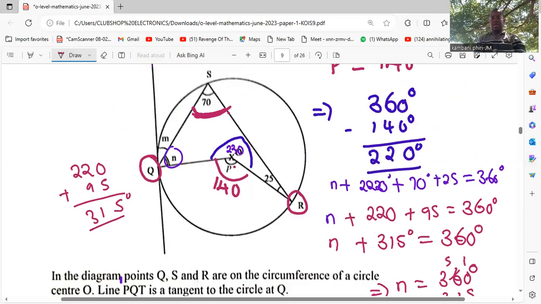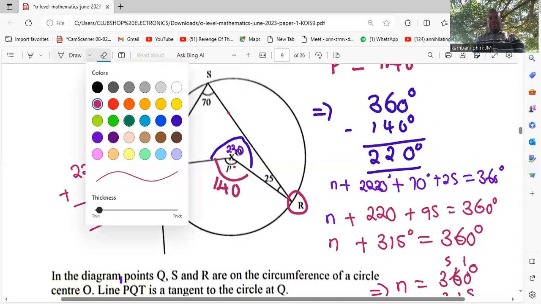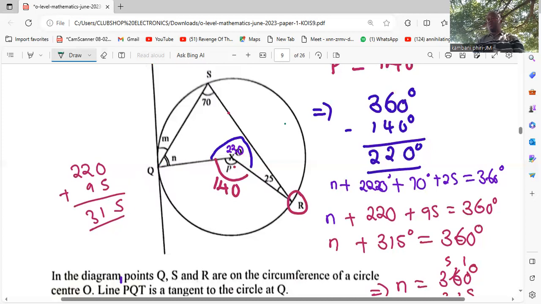How about the other variable, which is M? Now, you're able to see that there's a line here that is drawn from the center of the circle up to the tangent. This line is the radius. So we have a property which states that the radius and the tangent are perpendicular, meaning that they are 90 degrees.